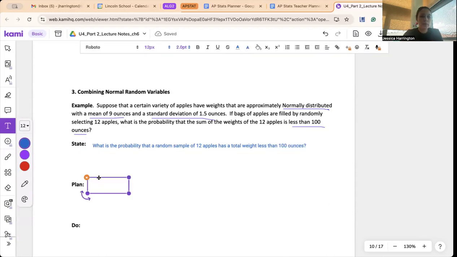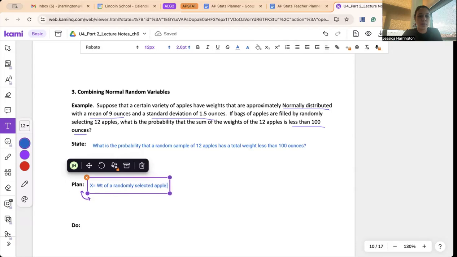So we need to figure out a plan. This is the same setup as our normal distribution unit. We are finding the probability that a random sample of 12 apples has a total weight less than 100 ounces. That's our question. So what are we going to do? We're going to say X equals the weight of a randomly selected apple, and we know it's normal. The mean is 9 and the sigma is 1.5, right? Okay, so in our notation, we could say X sub 1 is the first selected apple.